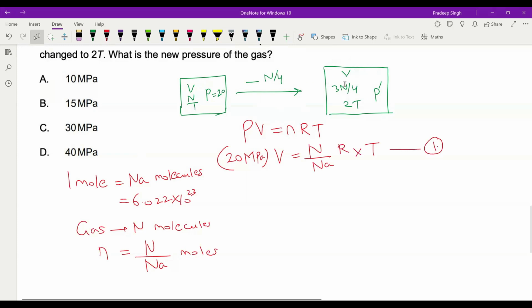For case number 2, the volume stays the same V, but pressure is P dash, which we have to find. So let's write down P dash multiplied by V equals the new number of moles, which will be again number of molecules which are given divided by the Avogadro's number. But in the second case, since N by 4 molecules were removed out, what is left is 3N by 4. So we'll write 3N by 4 in the numerator and Avogadro's number in the denominator, multiplied by R, multiplied by the temperature in case 2, which is 2T. So that's our equation number 2.